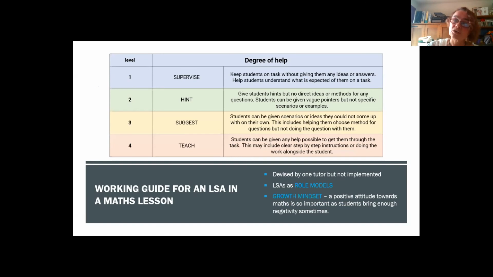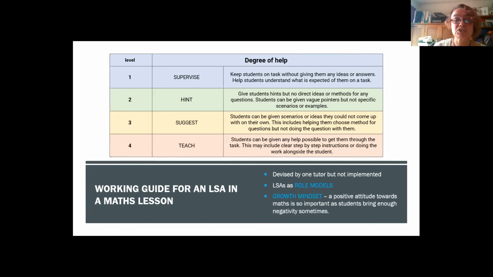One of our maths tutors came up with a working guide for her LSAs because she was struggling to know how to communicate what she actually wanted. And I thought this was really interesting. Now, unfortunately, the managers wouldn't allow her to share this with the LSAs, but I do think that this is actually quite a useful model. She was the sort of tutor that very much needed very precise information and very clear ideas. And I think she wanted the LSAs to be role models.